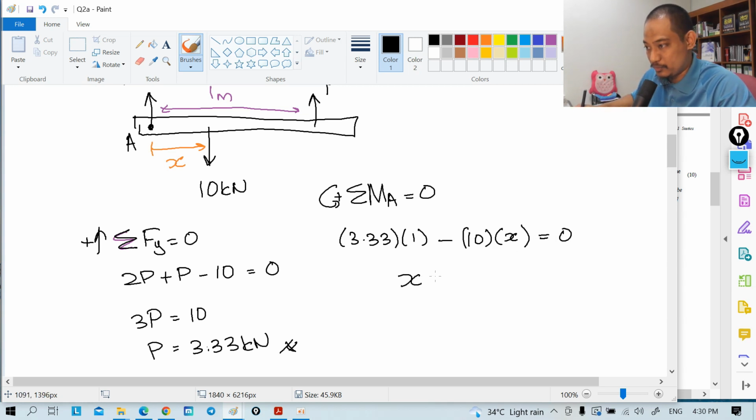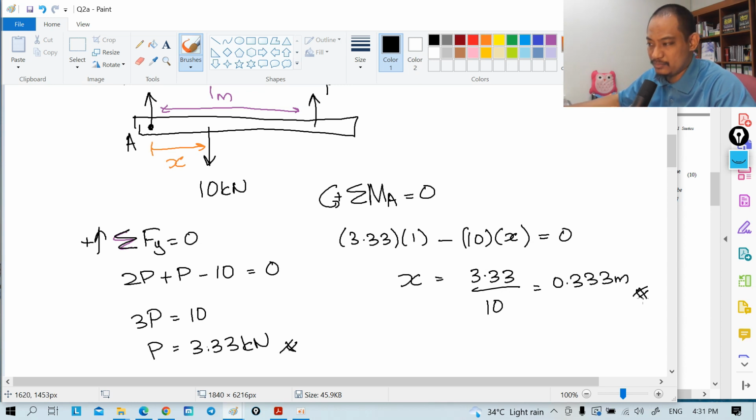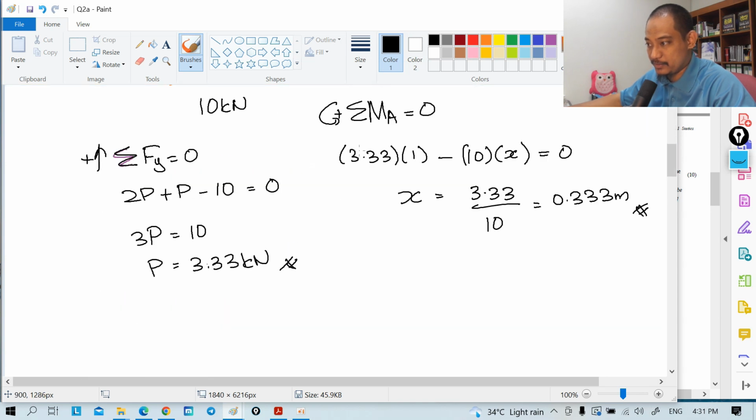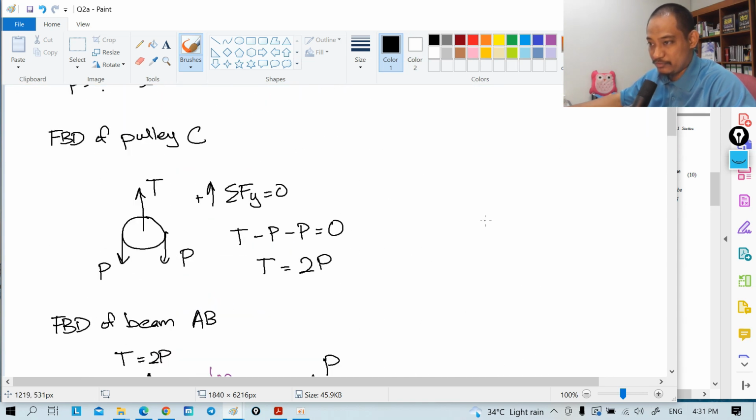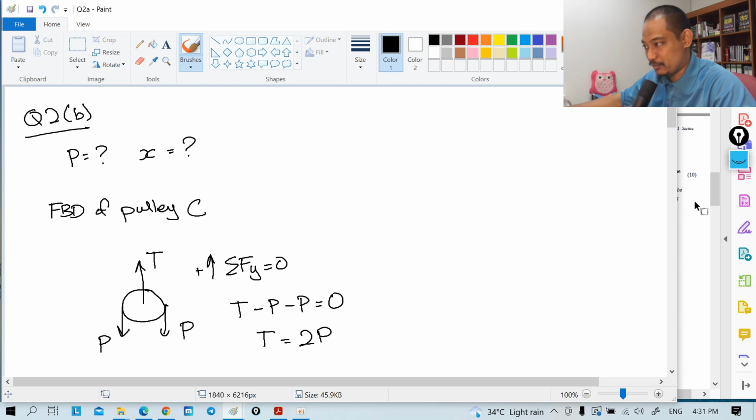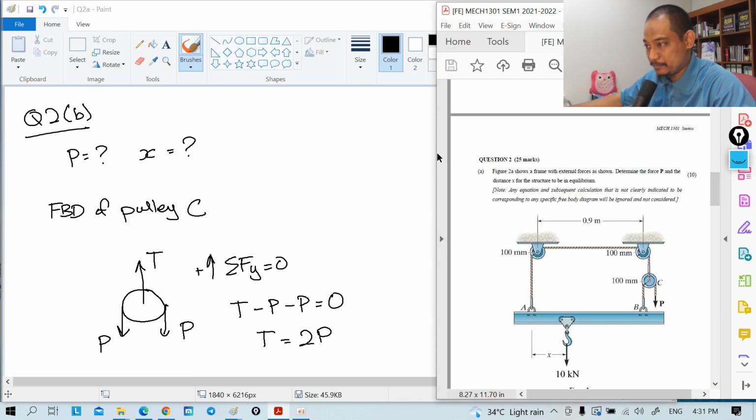So x equal to 3.33 divided by 10, so 0.333 meter, right? So that's the answer, or 333 millimeter. Correct? So that's what question 1 asks, P and X. Alright, P and X is solved. This is for question 2B. Let's move on to question 2C.